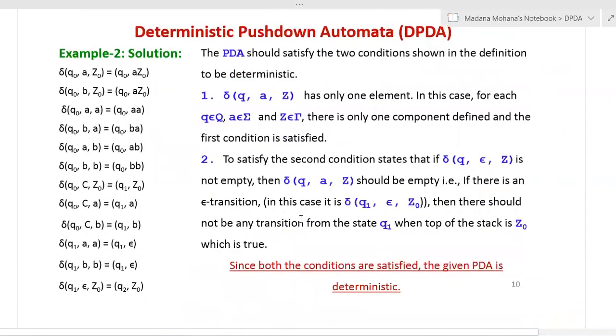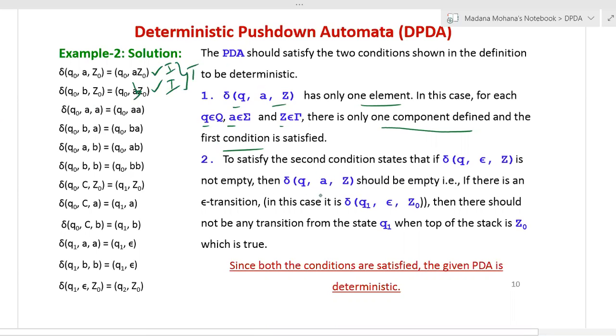Now here you can see the same explanation is given. The PDA should satisfy the two conditions shown in the definition of deterministic PDA. So delta of Q, A, Z has only one element. In this case, for each state Q belonging to Q, each input symbol and each stack symbol, there is only one component defined. So the first condition is satisfied. So this is condition 1. Then this is also condition 1. So condition 1 is satisfied, true.